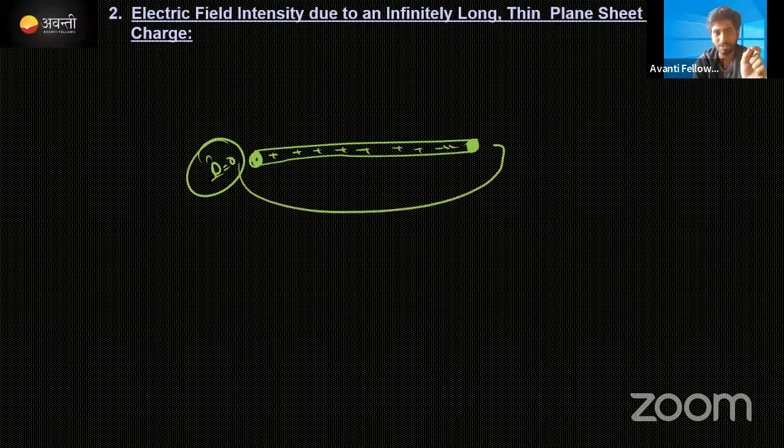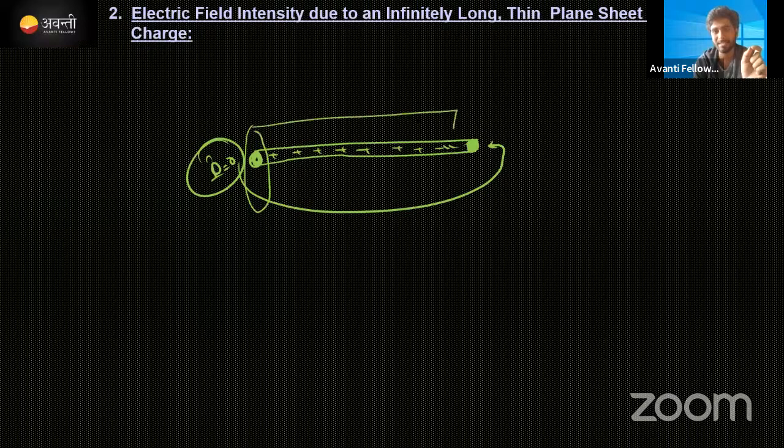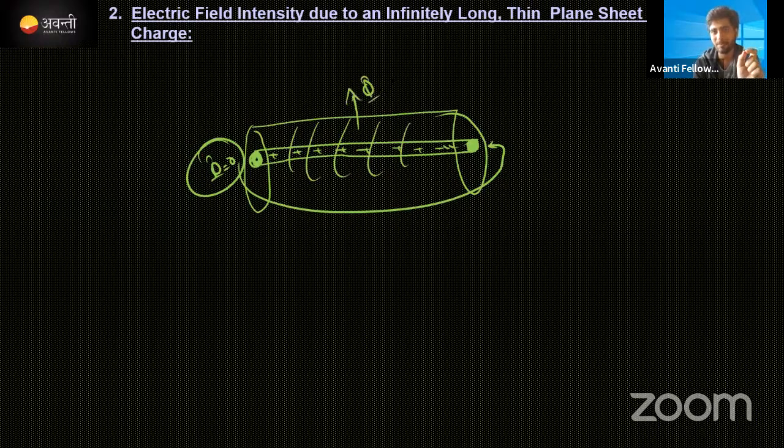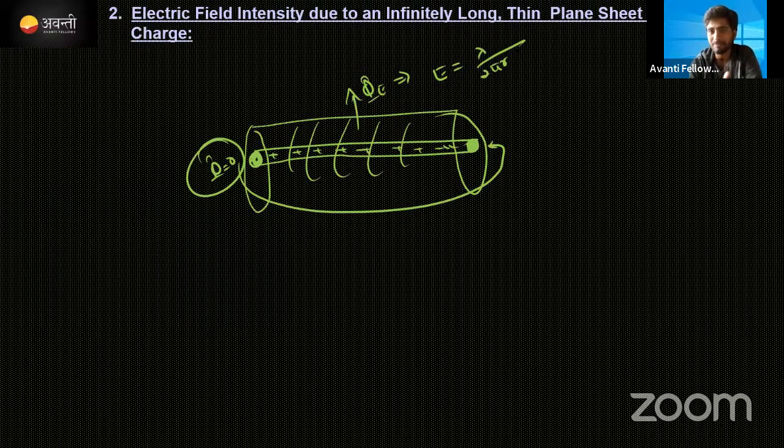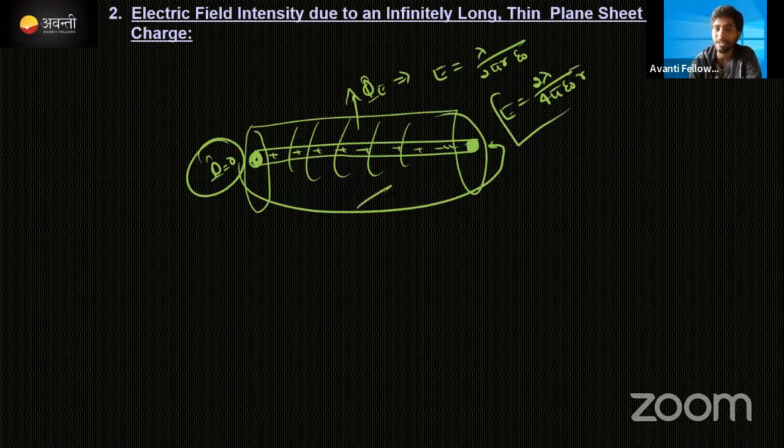Only this cylinder portion, this is a cylinder, the Gaussian surface. Through the curved area the flux came out for us. From this flux we calculated the electric field intensity. The value will be lambda divided by 2 pi r epsilon naught. Later I multiplied numerator and denominator by 2, so the electric field value comes out to be 2 lambda divided by 4 pi epsilon naught r. This is the electric field intensity due to a linear charged wire of infinite length.